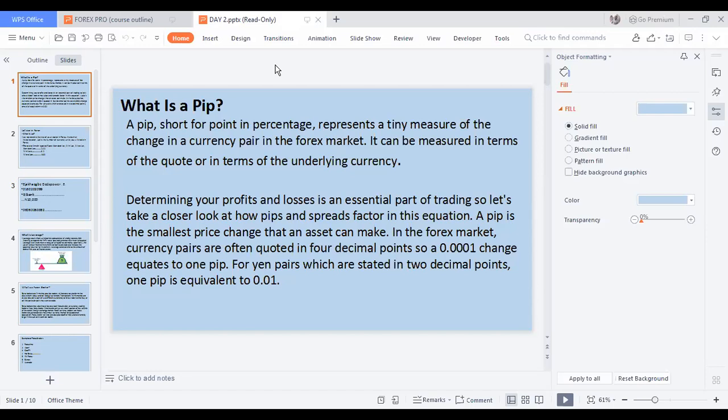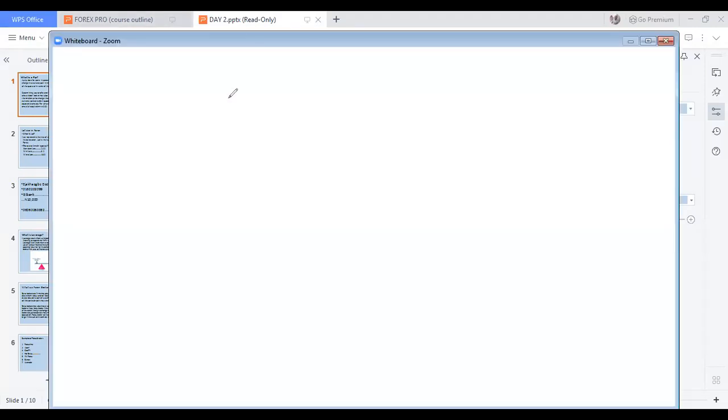Class, you see what I'm going to say? Like I told you previously, I will certainly give you this PDF. But let me explain what a pip is. Remember yesterday I said something about exchange rates, and I did a very small mathematics. Now let's see what a pip is.